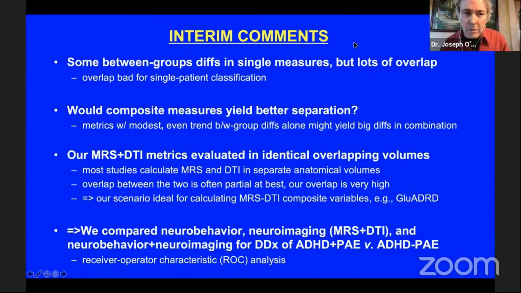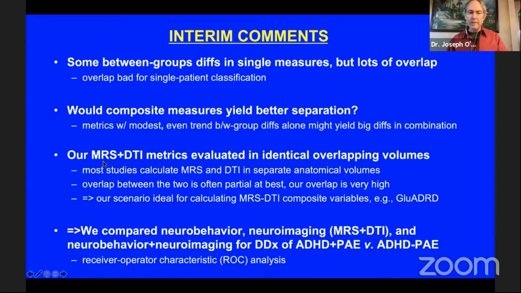Okay, so by way of interim comment, we've seen a couple of significant between group differences in single measures, the typical sort of thing you'll see in neuroimaging psychiatric papers, but there's lots of overlap between those groups, between the circles and the triangles and the diamonds. And overlap is bad for single patient classification. So we asked ourselves, would composite measures yield a better separation between the groups than these single measures? If you're combining the different variables, multiplying them together, would metrics that have modest or even trend level between-group differences alone perhaps yield bigger differences in combination?